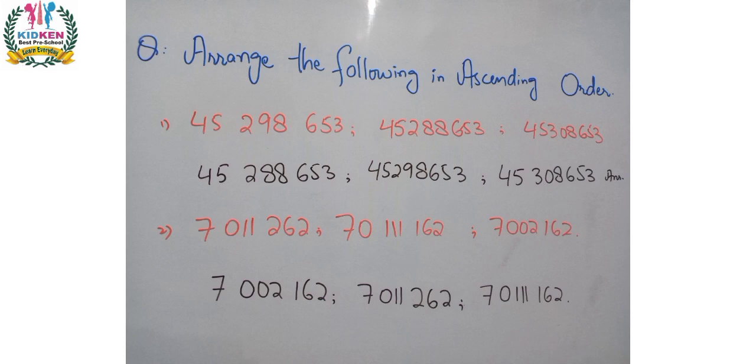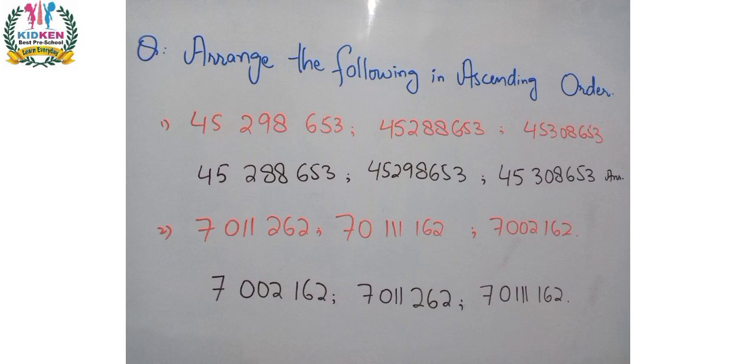4529865, 452888653 and 453088653. Simply, we can compare the last three digits. The last three digits of all three values are the same: 653, 653 and 653. So we look at the next three digits: 298, 288 and 308. So we write the 288 value first, then the 298 value, and last the 308 value, because 308 is much greater than the other two numbers.